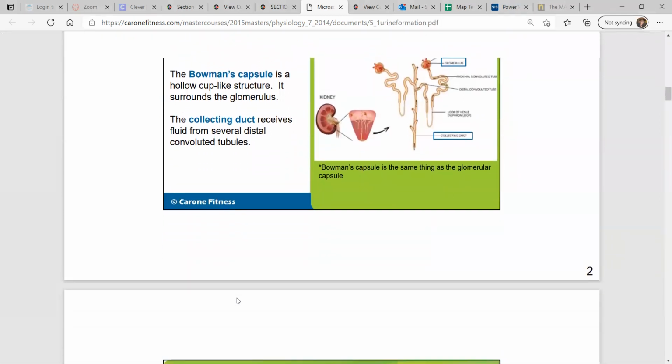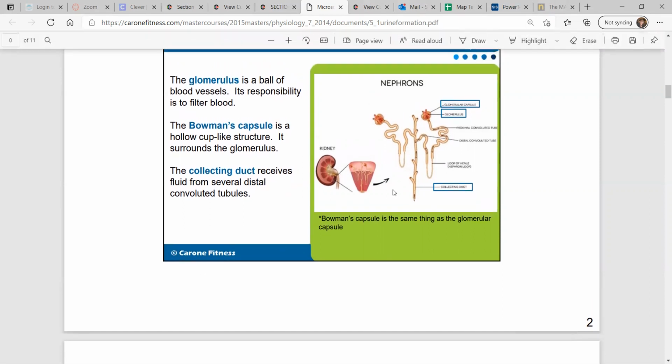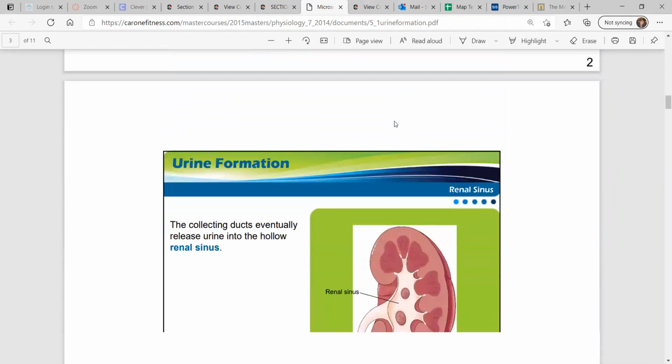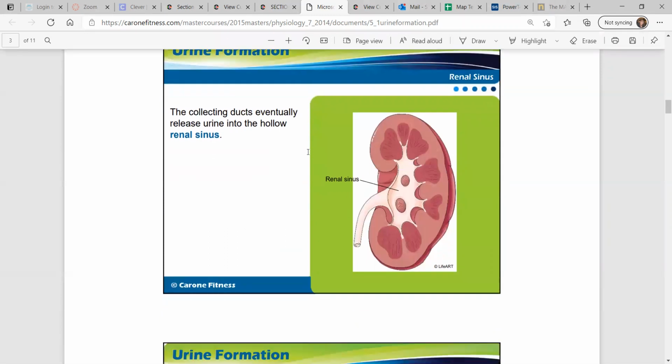The collecting duct receives fluid from several distal convoluted tubules. And what that means is that a lot of these little tubes come into this duct and it collects them. The collecting ducts eventually release urine into the hollow renal sinus, as pictured here.